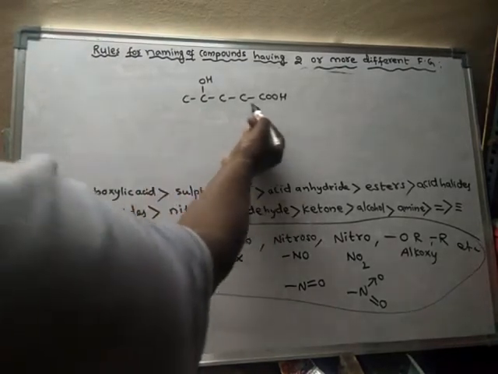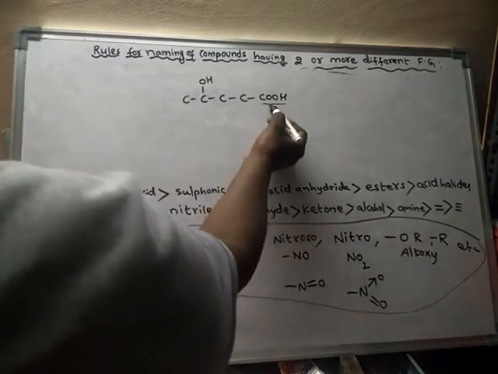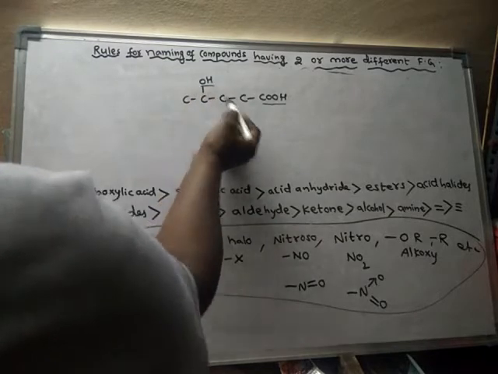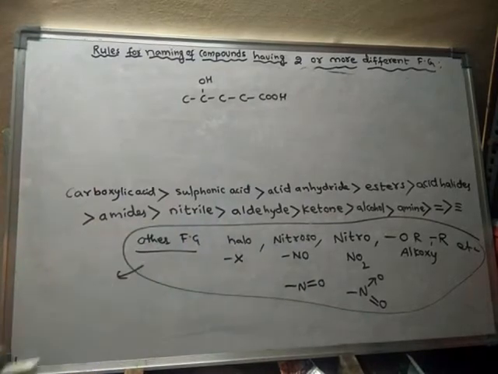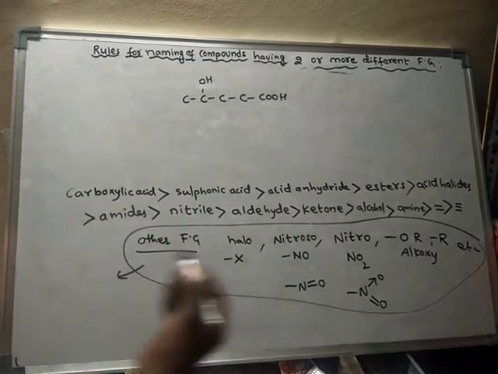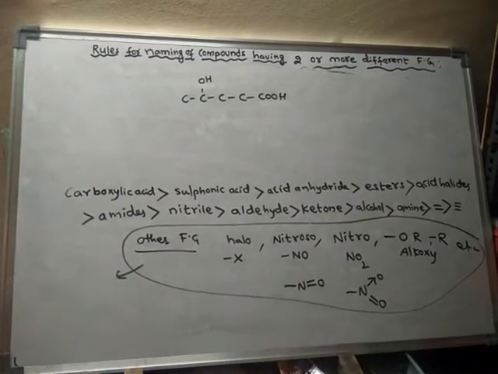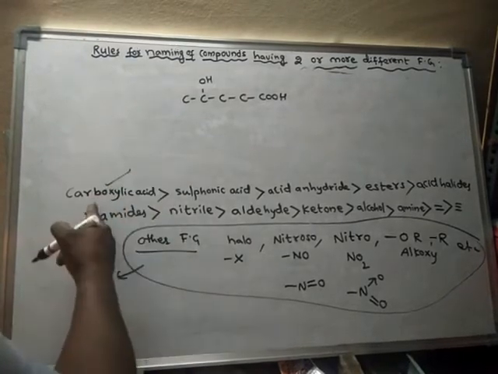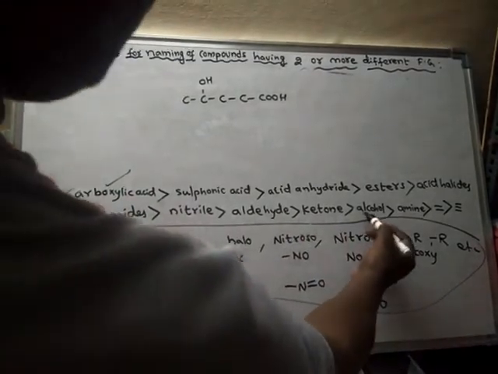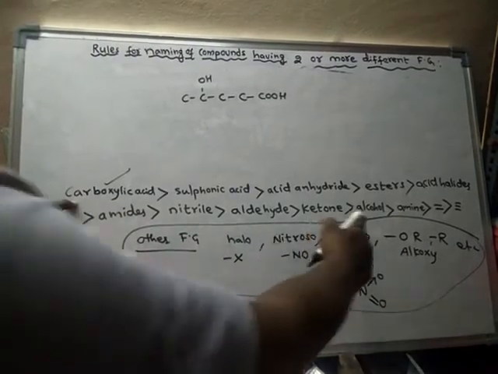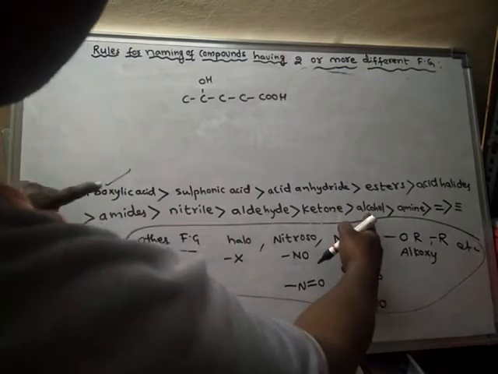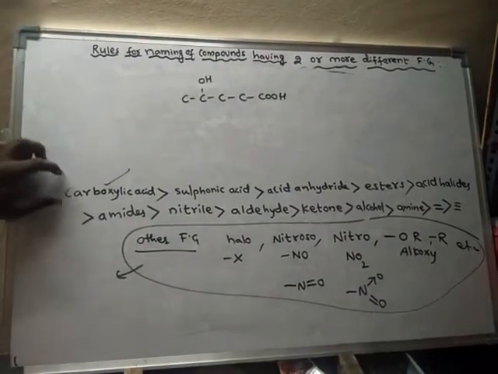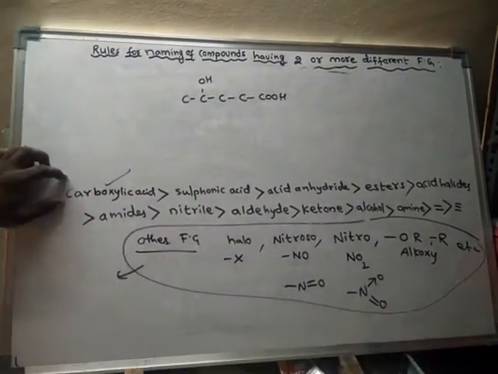See, in this compound there are two functional groups. One is carboxylic acid, and another one is alcohol. Now compare the carboxylic acid and alcohol. Which one is given more priority? See, carboxylic acid is here and alcohol is somewhere here. There are so many other functional groups between carboxylic acid and alcohol. So carboxylic acid is given more priority over alcohol.